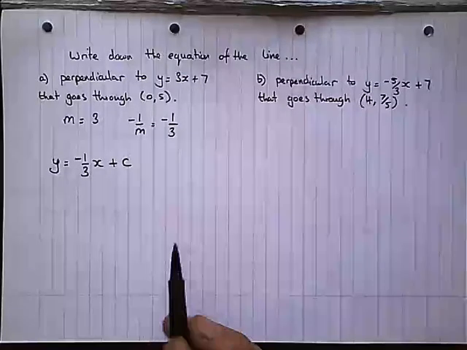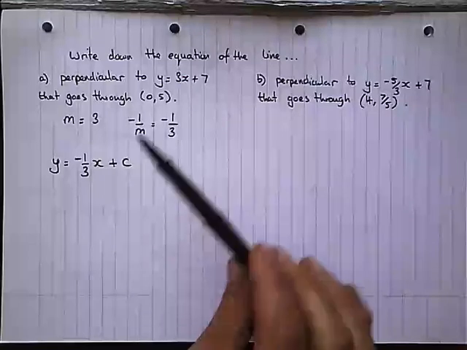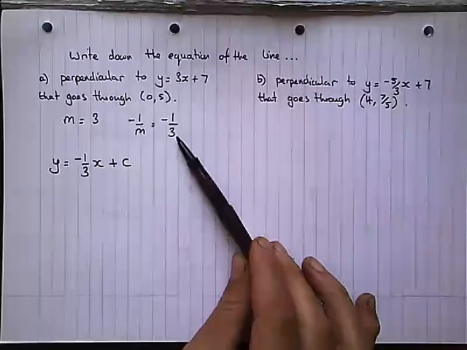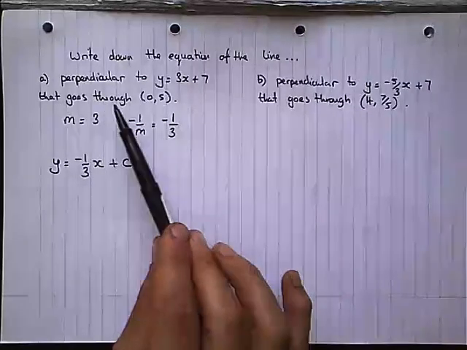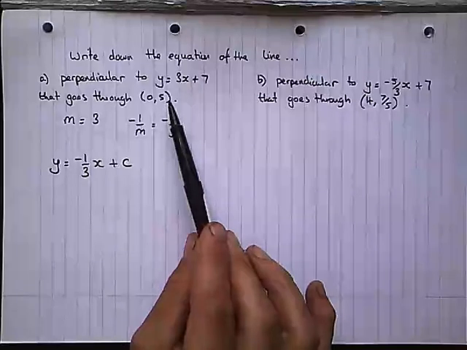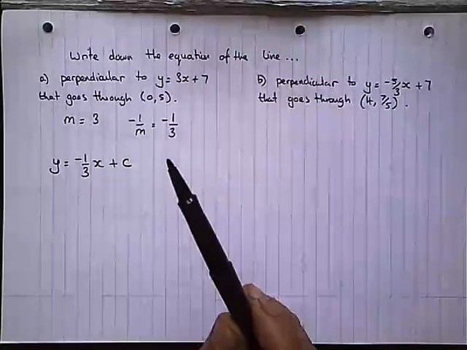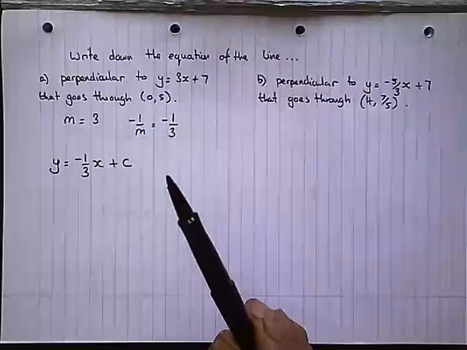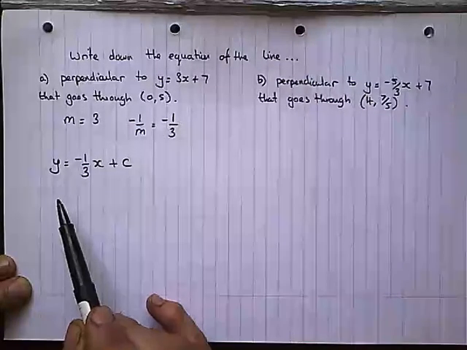Okay, so that's how we work out the negative reciprocal. This is the gradient of the line perpendicular to this line. Now I need to find the y-intercept, and I'm going to use these two coordinates, 0 and 5. If you know a little bit about this already, you might have already realized what the y-intercept is. But let's substitute these two values into the equation.